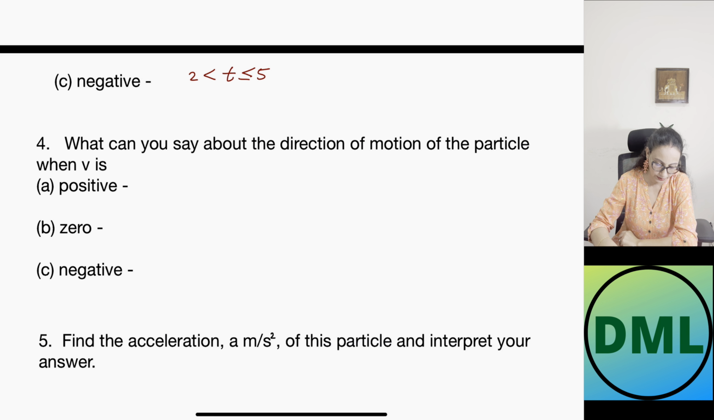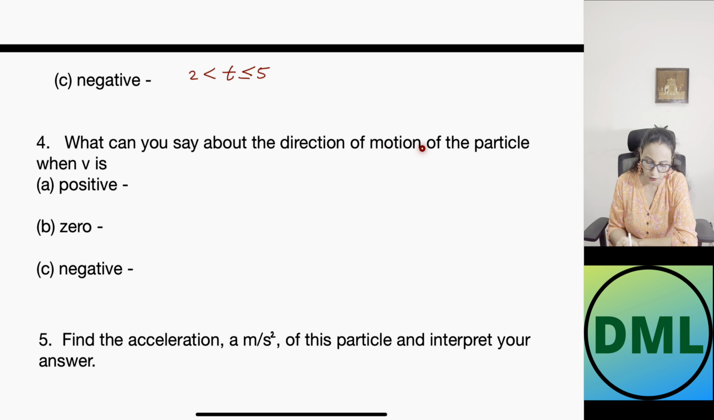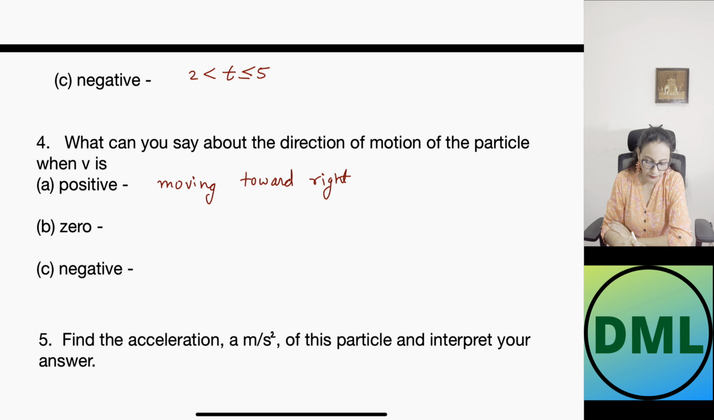Let's see the fourth question here. What can you say about the direction of motion of the particle when the velocity is positive? When the velocity is positive from greater than or equal to 0, less than 2, what can you predict? You can predict that because velocity is positive, we are moving in the positive direction, or our gradient is also positive in that case. It shows you that you are moving towards the right. Let's write down the answer here: you are moving towards the right.